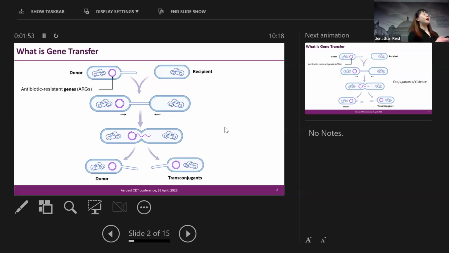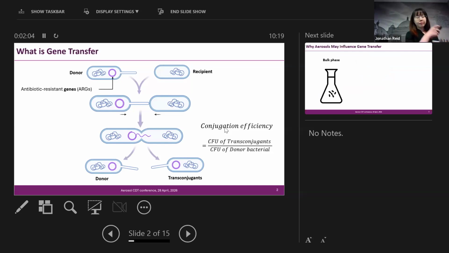And here we also have a number to quantify the probability of this event happening. We call it the conjugation, or gene transfer, efficiency, which is the number of transconjugant bacteria divided by the number of donors we provide.